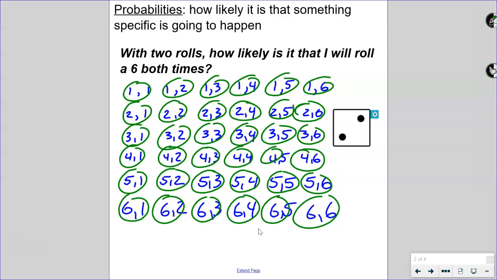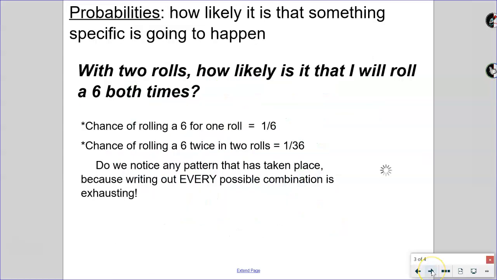And now, how many results are up here that we were actually looking for? 1. So what we can now say is that we know the likelihood that we're going to roll a 6 and then a 6. 1 out of 36. There are 36 possibilities, and only one of them has us rolling a 6 and a 6.